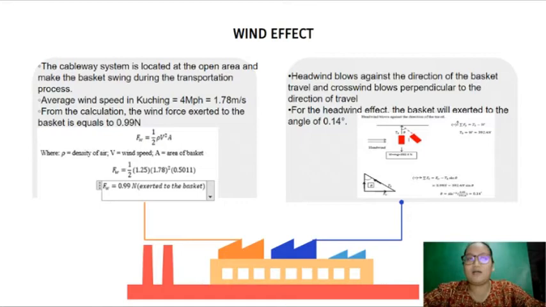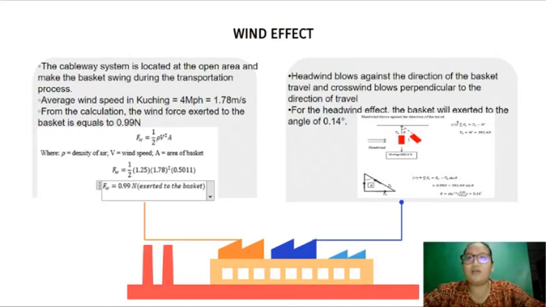Wind effect. The cableway system is located in an open area, which makes the basket swing during the transportation process. The average wind speed at the jetty is 4 miles per hour, and from the calculation, the wind force exerted on the basket is equal to 0.99 newtons. Headwind blows against the direction the basket travels, and crosswind blows perpendicular to the direction of travel.